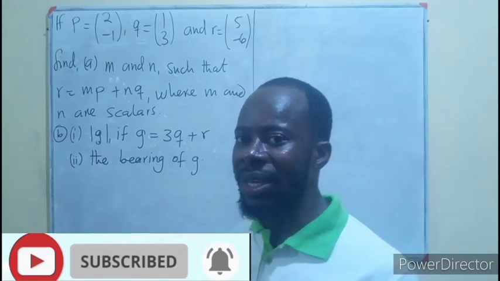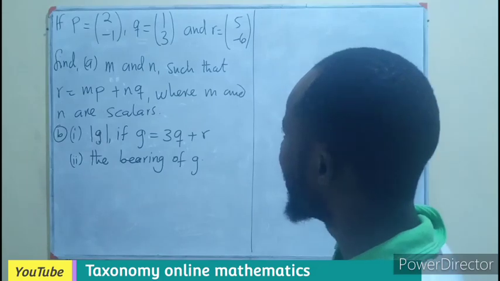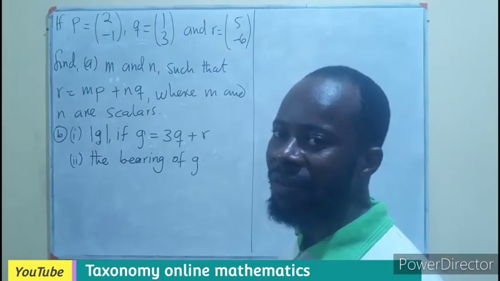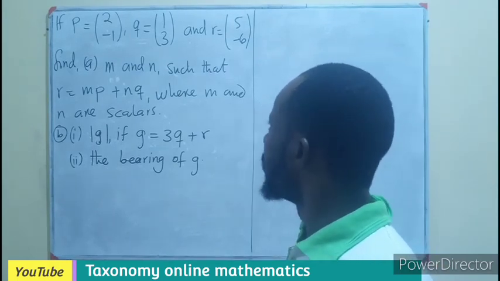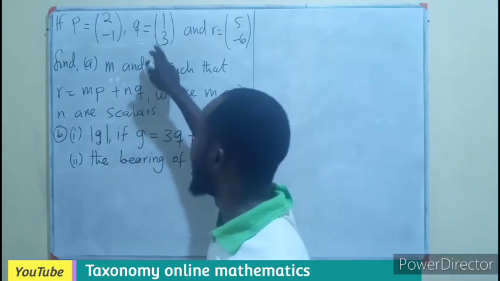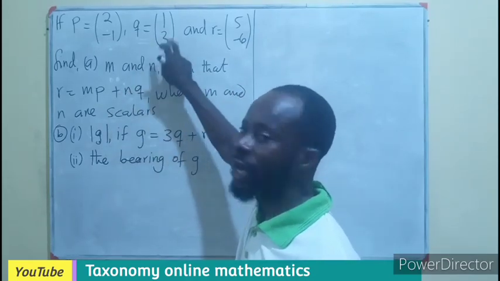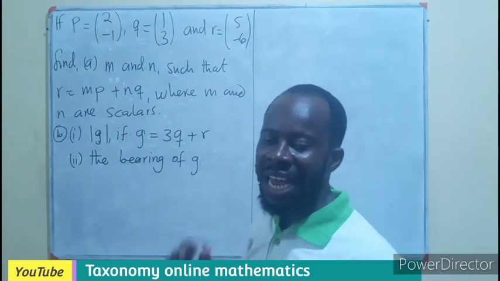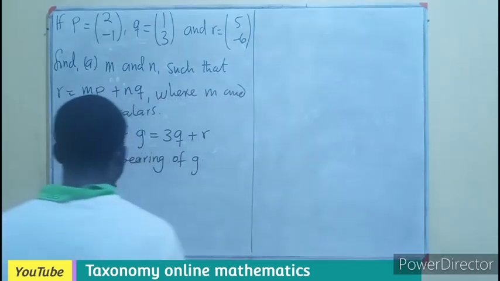So we are having P is a vector of 2 and negative 1, Q is 1 and 3, and R is 5 and negative 6. Our task is to find the value of M and N such that R, which is this vector, is equal to a scalar multiple M of P plus a scalar multiple N of Q, where M and N are just scalar multiplications. So what do we do?